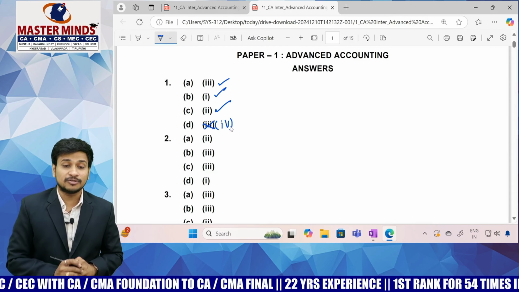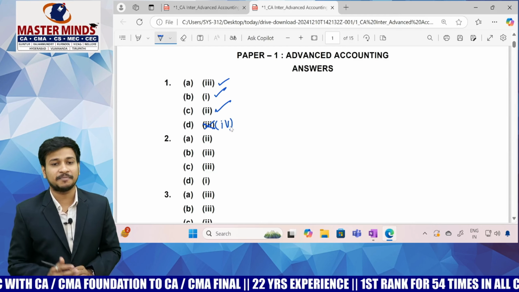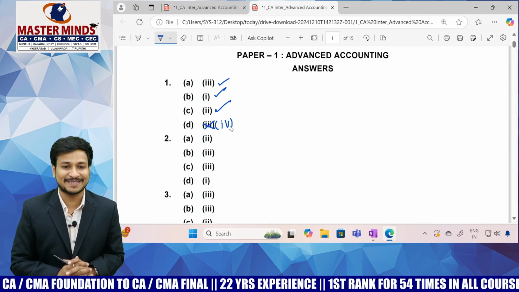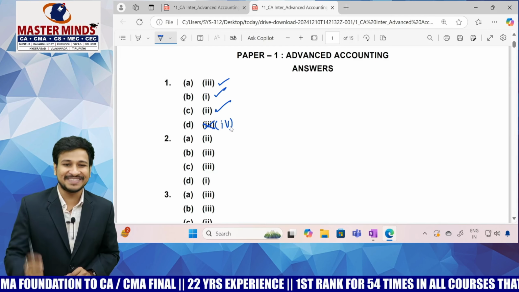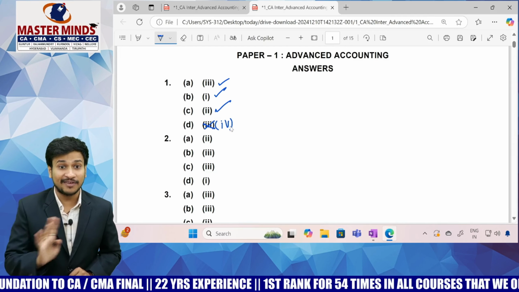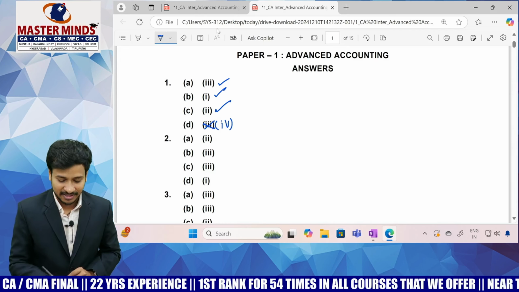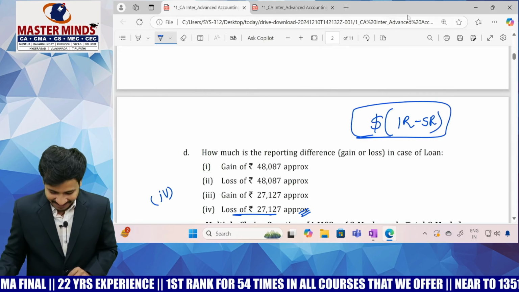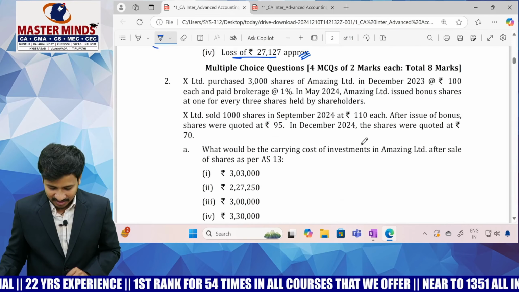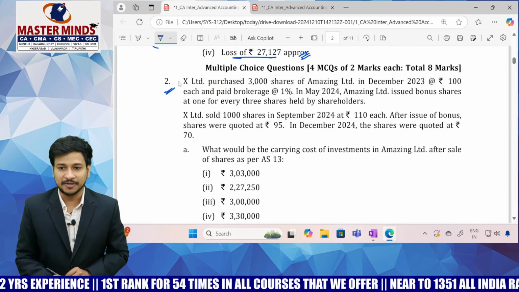Of course, there is no exaggeration that in MTPs and RTPs, obviously there will be some mistakes. So be careful, don't blindly follow them. You first solve and then cross check. Otherwise, you will be in a danger zone, remember. Let me continue with the second case scenario.